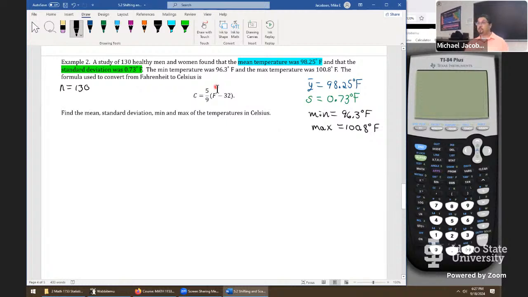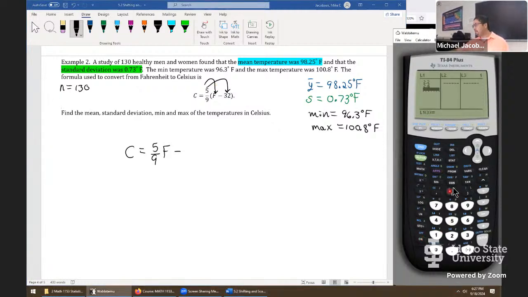Think in terms of shifting and scaling. So let's take a look at that formula again. C equals 5/9. We're going to use the distributive law and multiply it here because it's a good idea to break down this formula a little bit more. 5/9 times F minus 5/9 times 32. We can plug that into the calculator.